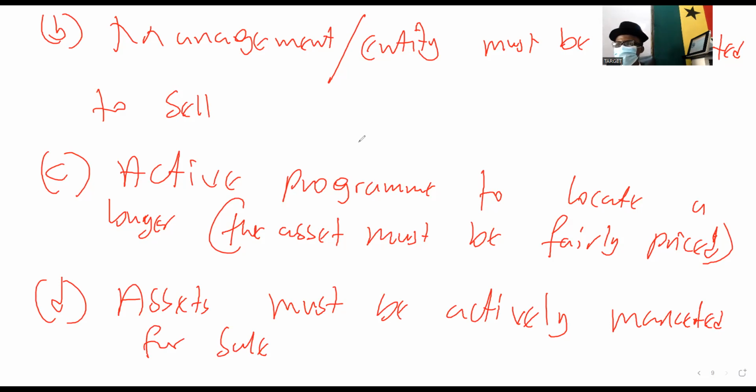All these are conditions that you must satisfy before you can classify your asset as held for sale. Take notice of this one. Yes, and here the asset must be fairly priced in relation to its fair value. So price the asset well. So fairly priced asset in relation to its what? So take notice.